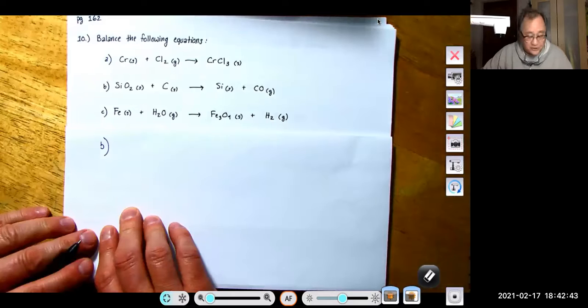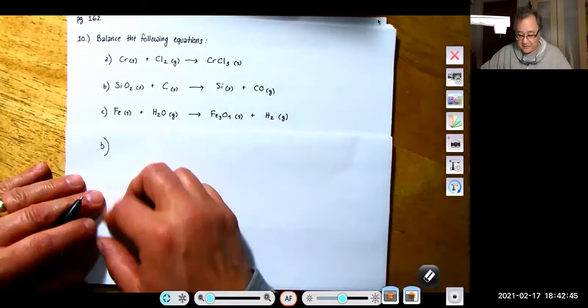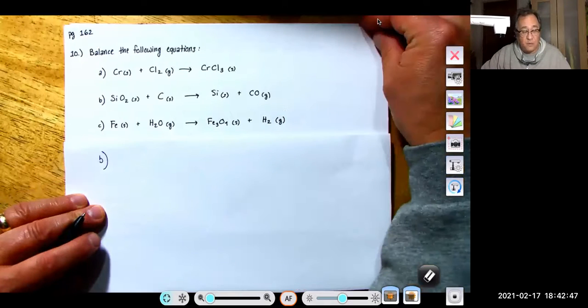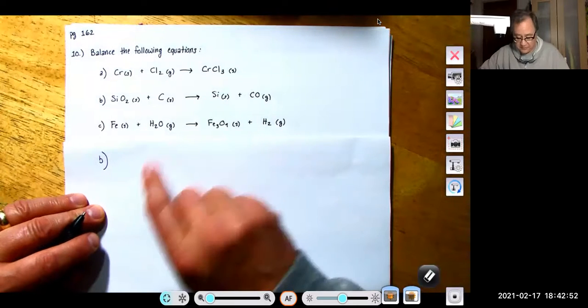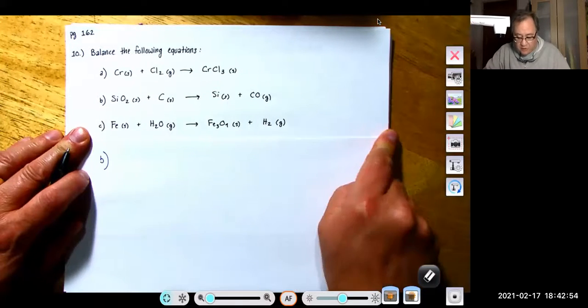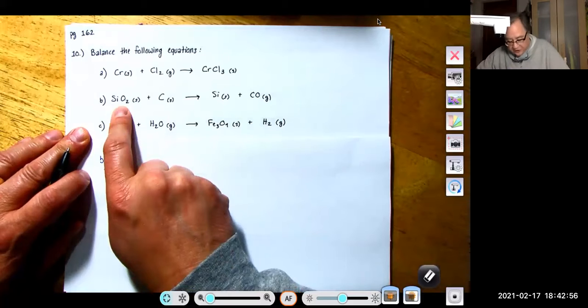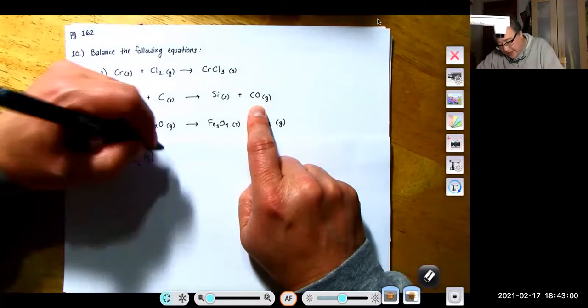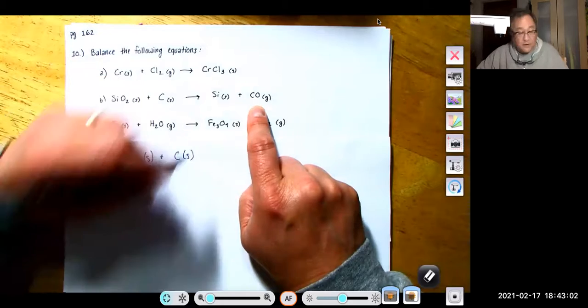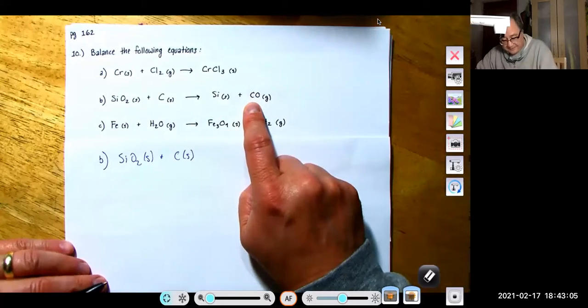So again, I like to start at the left and work to the right. I think you can see that we have 1 silicon and 1 silicon, so we're good to go. We have 2 oxygens and 1 oxygen, so I think we would like to put a 2 in front of the carbon monoxide.